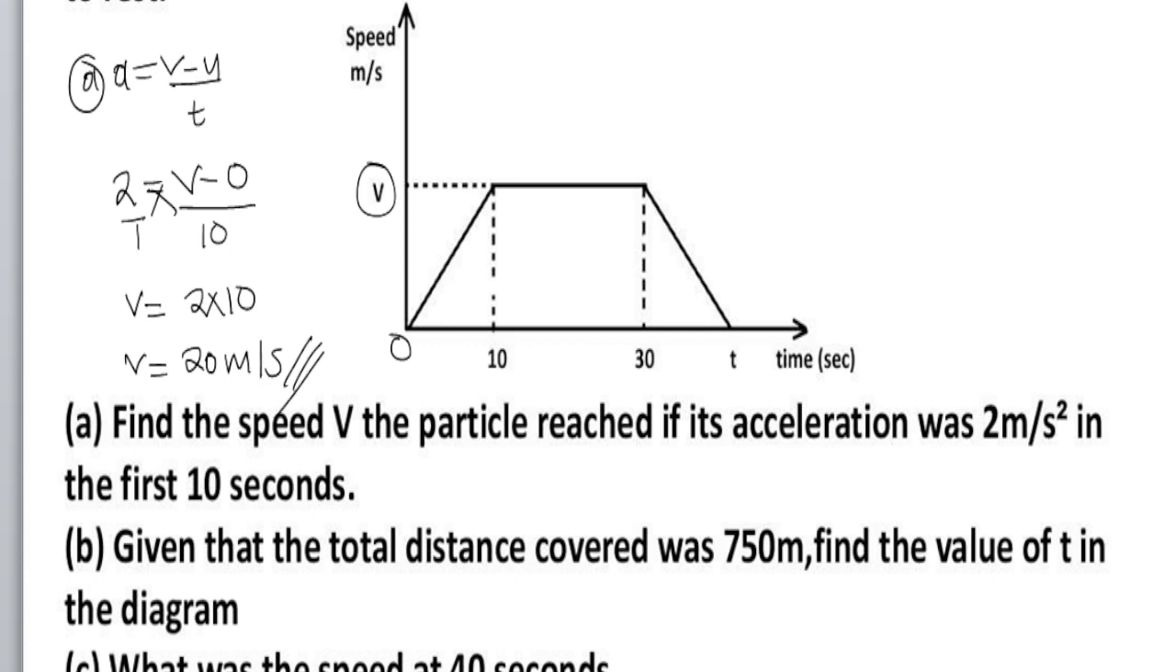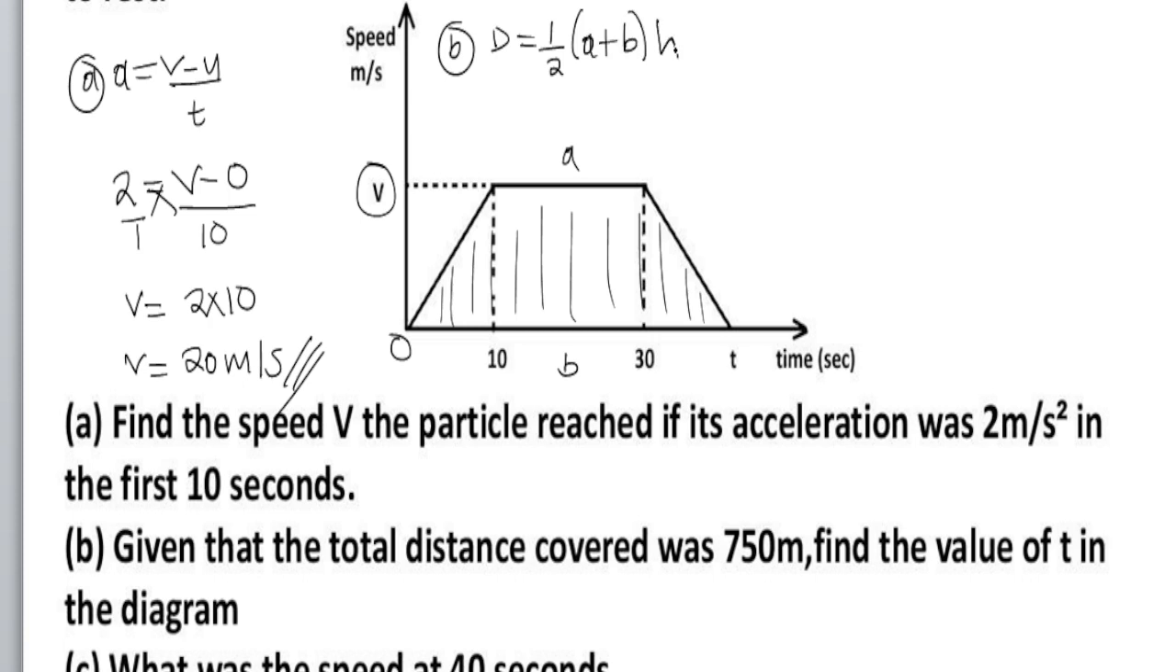Given that the total distance covered was 750 meters, find the value of t in the diagram. So now, how are we going to find t? To find t, I'm going to use the formula for distance. If you check out this diagram, this is also a trapezium. So what we can say, this is A, this is B. The area of a trapezium is equal to half (A plus B) times height. The distance they've given us is 750, so we put 750.